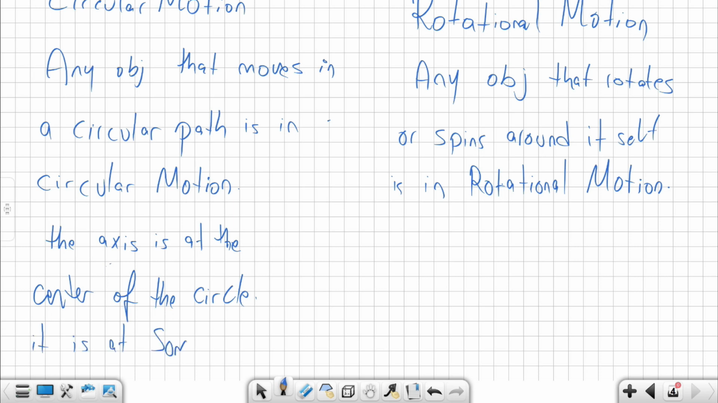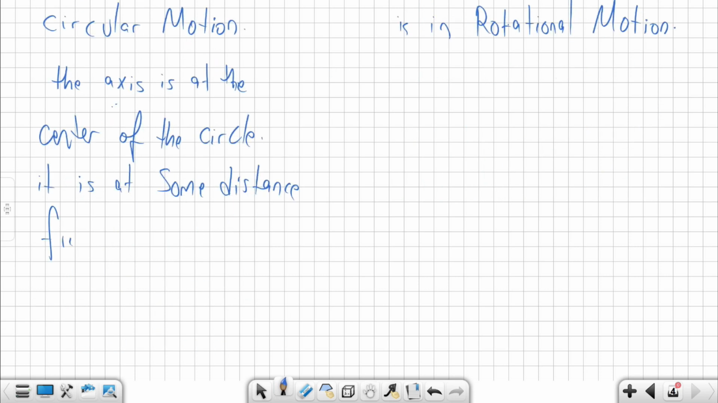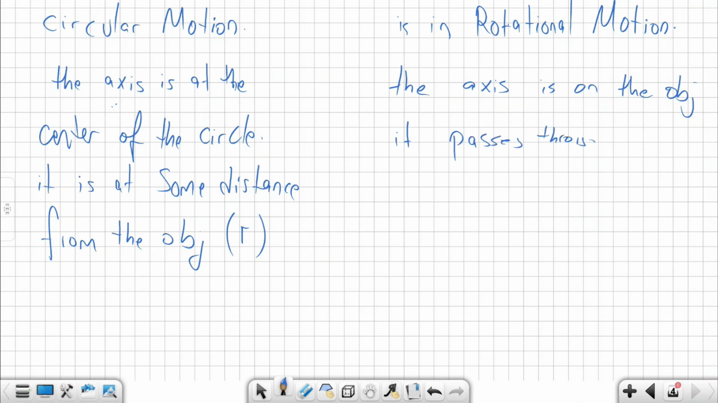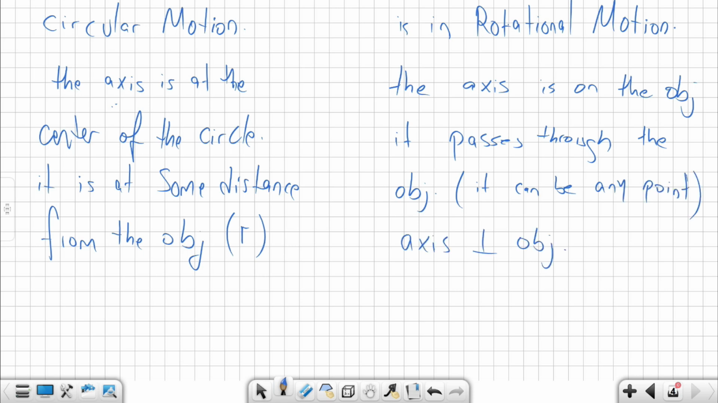It is at some distance from the object, which is the radius. The axis in rotational motion is on the object. It passes through the object actually. It doesn't necessarily need to be the center exactly. It can pass through any point. Here the axis is perpendicular to the object, but here the axis is perpendicular to the circle.